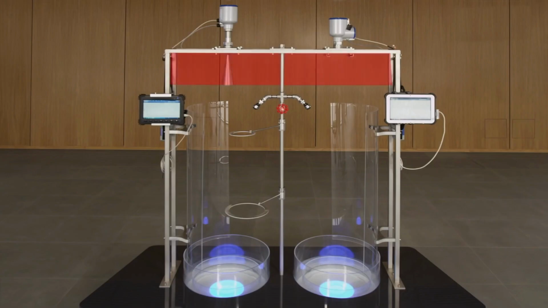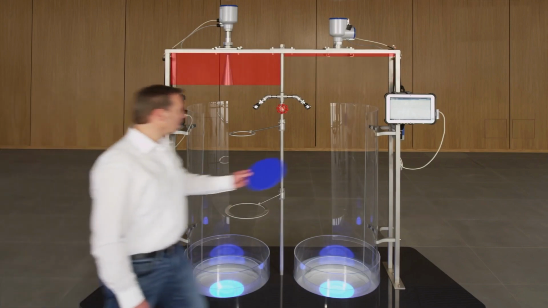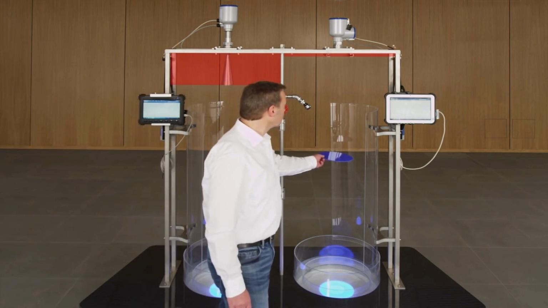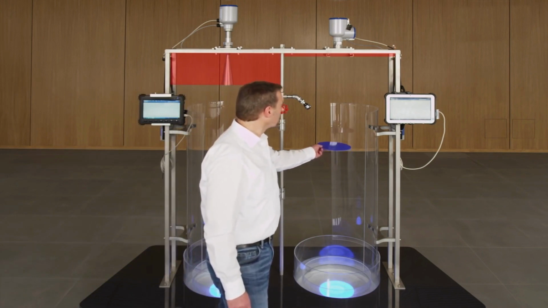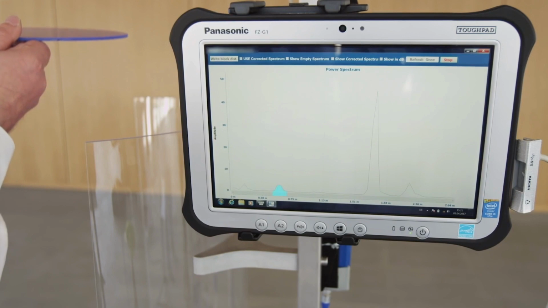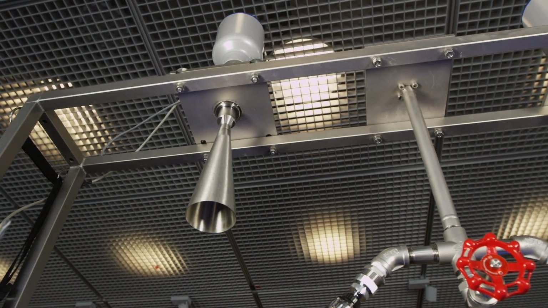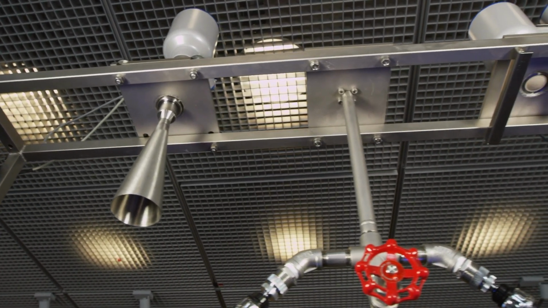The advantages of a flush-mounted lens antenna are immediately apparent. Lens antennas do not protrude into the tank and thus allow an almost complete filling of the tank. Using horn antennas means that they protrude from mounting nozzles.